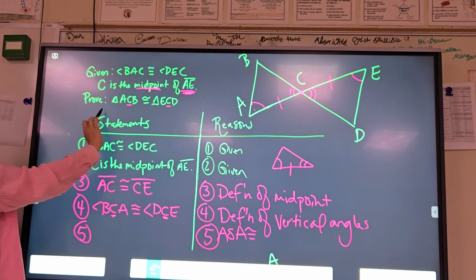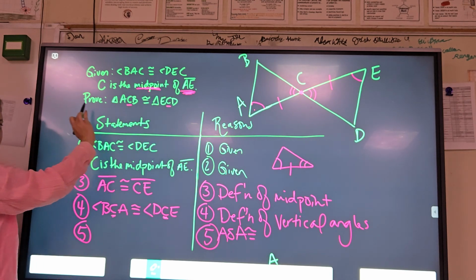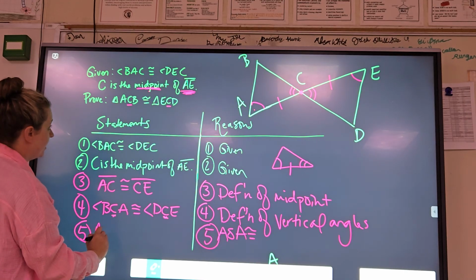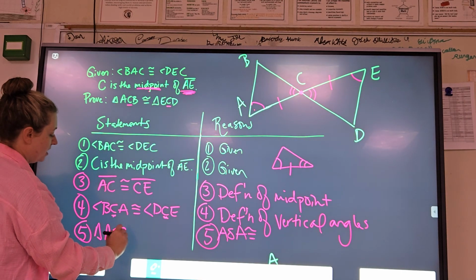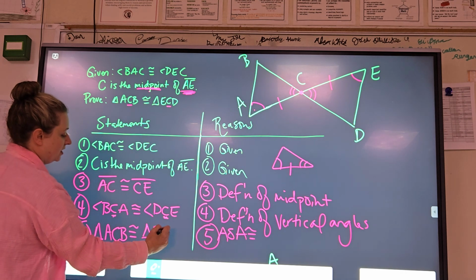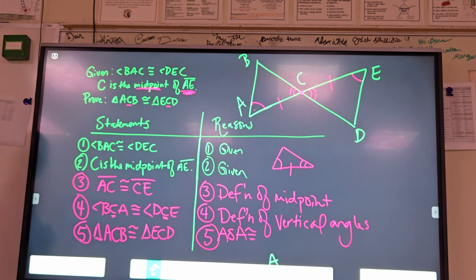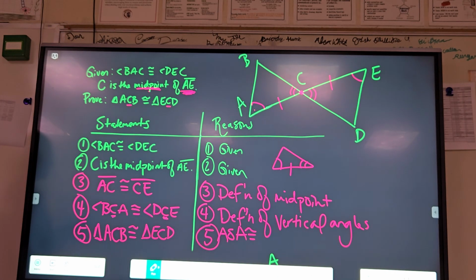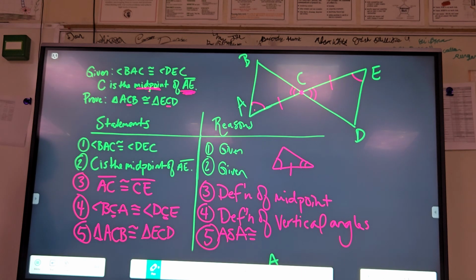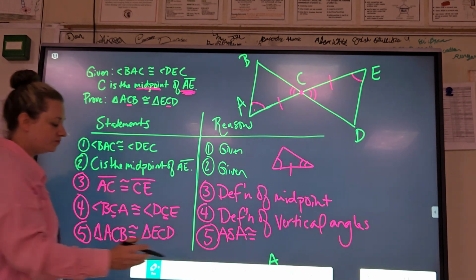Our statement is going to be that congruency statement that we're given up there, and it has to say exactly what it says there. So triangle ACB is congruent to triangle ECD. You can pause that if you need to. That's what our proof is going to look like for that angle-side-angle.